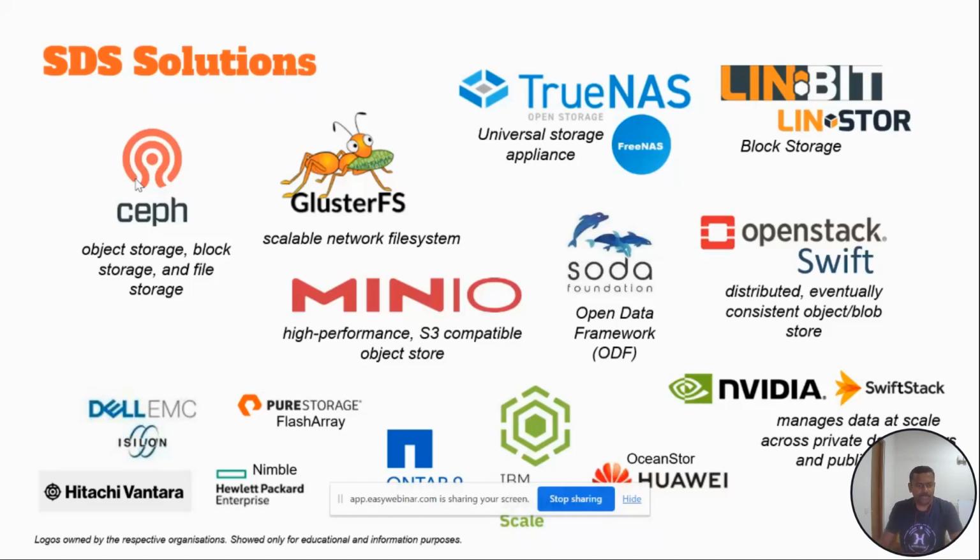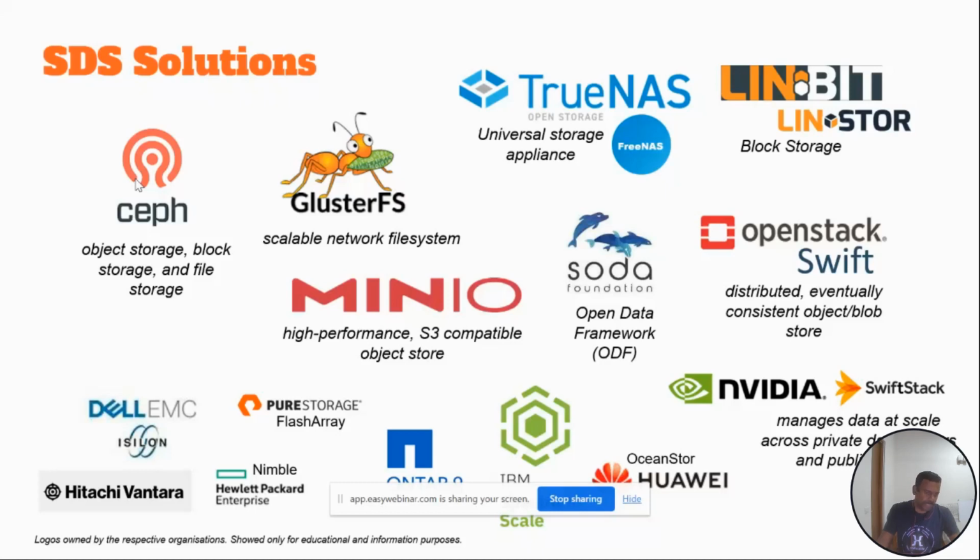Similar to Ceph, there are different solutions like GlusterFS, a scalable network file system. TrueNAS is based on FreeNAS, which is an open source storage appliance. LINSTOR is a block storage based on the SDS by LINBIT. Then there is OpenStack, which provides a lot of abstractions on compute, storage, and network, like Kubernetes does in the enterprise world. They have Swift, which is a distributed blob store.